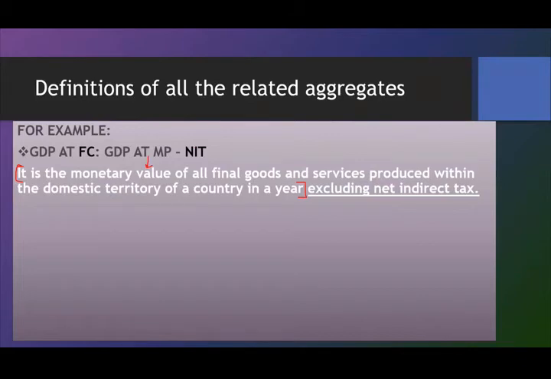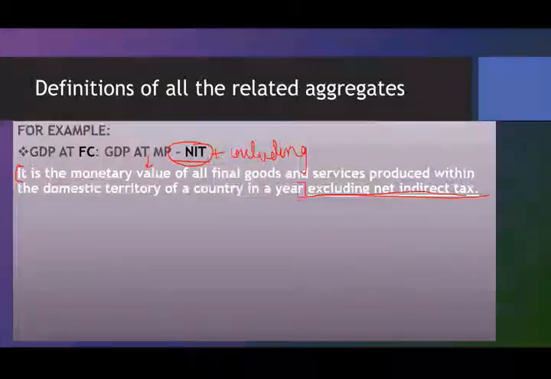But after that, if I am deducting the thing, I'll be writing excluding the net indirect tax in the same definition. That is the only thing. If I'm adding anything, then I'll be using the term including in that case. But here the things I am excluding, and as you can see, the formula was we have to deduct the NIT. So in the same definition, I have used the term excluding the NIT. But if I'm adding anything, then I'll be using the term including.